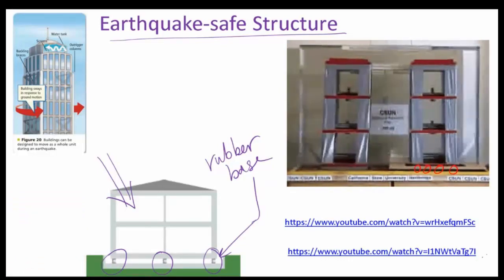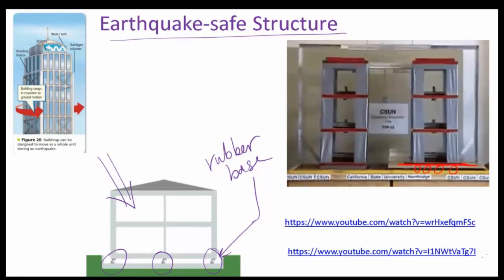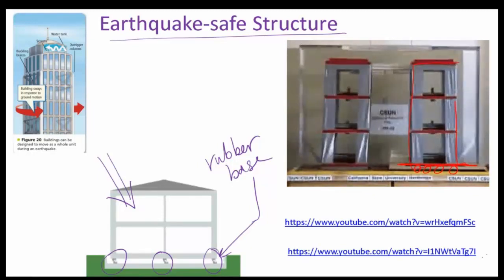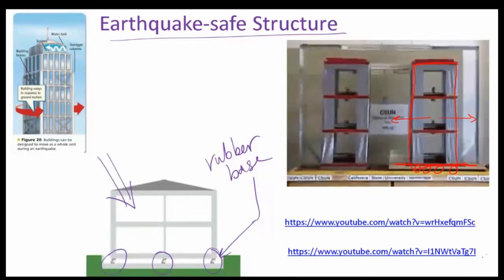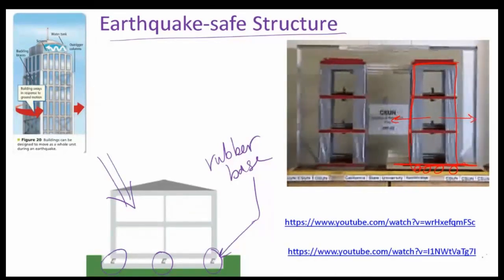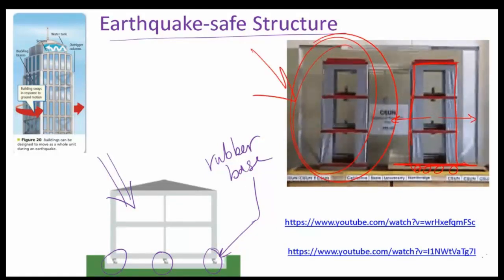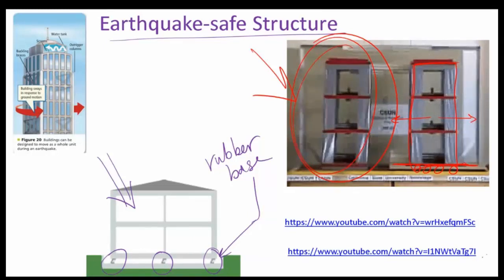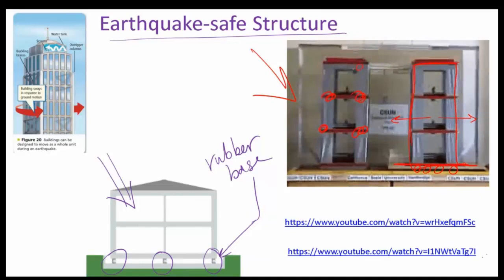When we use rollers under the foundation of the building, what will happen? The building as one unit will slide to the right and to the left. So this will not harm the building. Okay, but look at this one, for example. This is an ordinary building, one that we have in our countries. Look at the joints between the poles and the slabs.